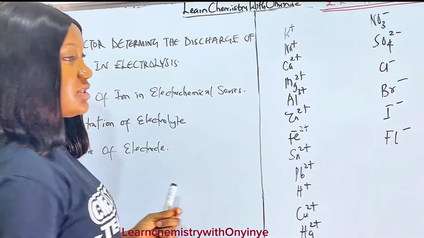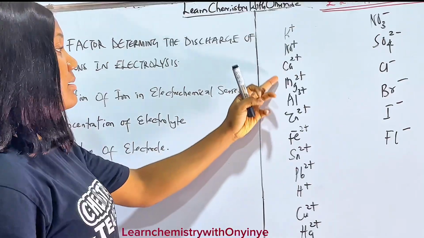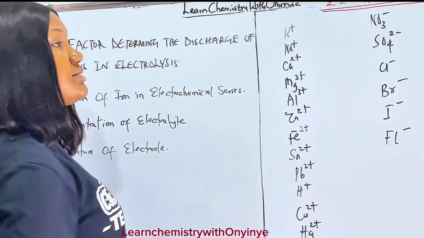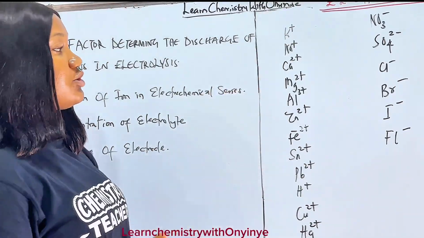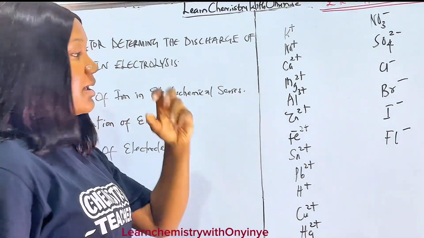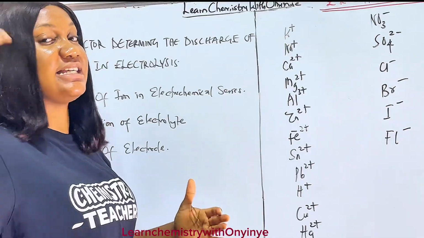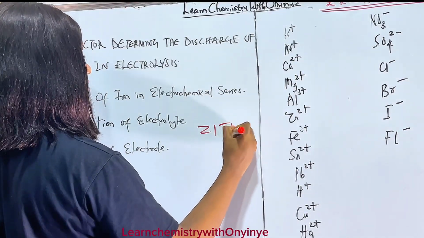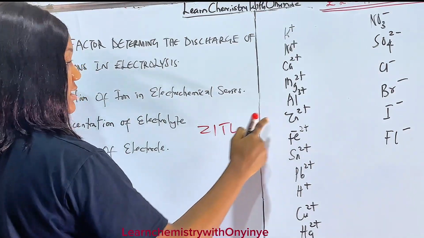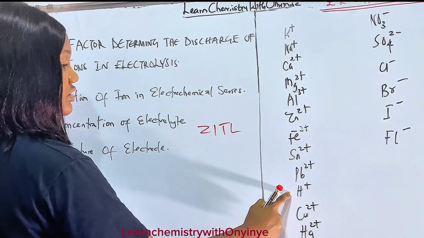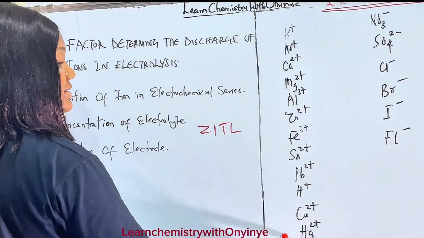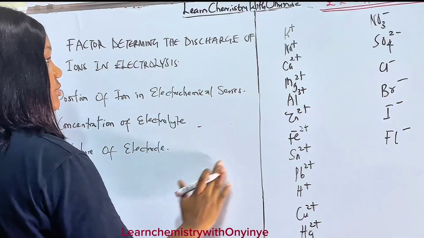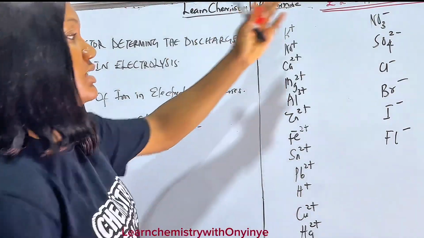Now I have a mnemonic for this: KSC MAZ ZITL, H, CMSG. How can man see God? So K is potassium, S is sodium, C is calcium, then MAZ, then ZITL: zinc, iron, tin, lead. Hydrogen, and then "how can man see God": hydrogen, copper, mercury, silver, and gold. So this is the electropositivity series, and this is the electronegativity series.